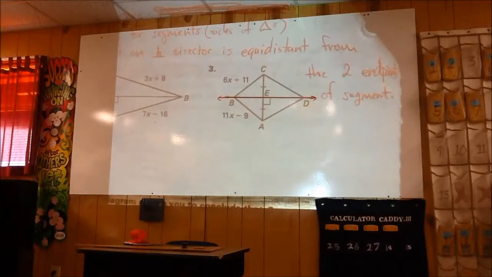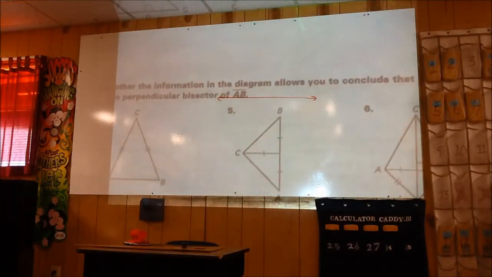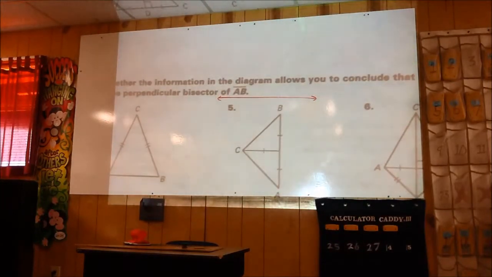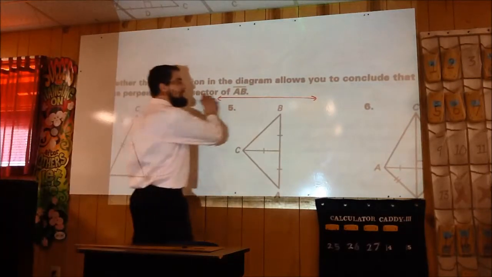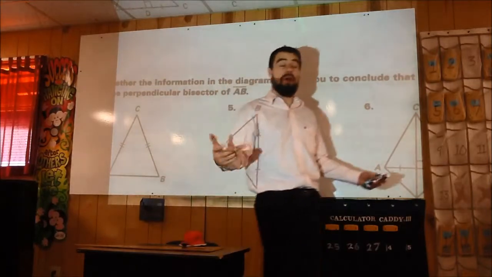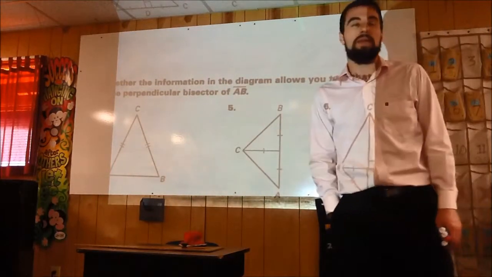Let's take a look at items 4 through 6. First, read the instructions. It says for items 4 through 6, tell whether the information in the diagram allows you to conclude that C is on the perpendicular bisector. If point C is on the perpendicular bisector, what would be true about point C?